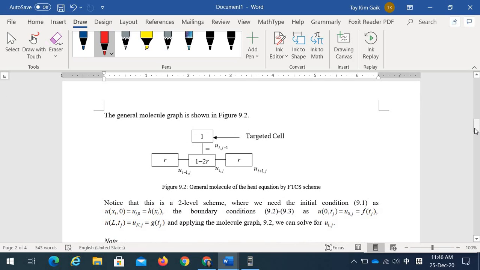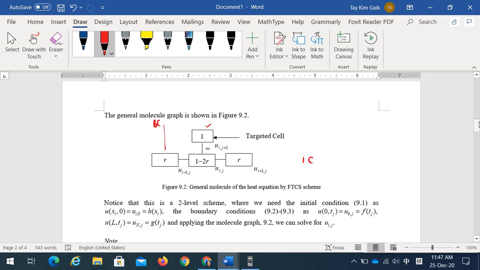With this molecule, if you know the bottom level as an initial condition, and you have the boundary condition, then you can find this step. And then you move the target cell to here. When this is known, you move to here, using the same molecule. Repeat it and you can solve all of level 1. Then you move up and solve level 2. So this is explicit. Why explicit? Because you have a targeted cell which is only one value. It means u_i,j+1 just depends on the bottom level, so you can directly get the answer.